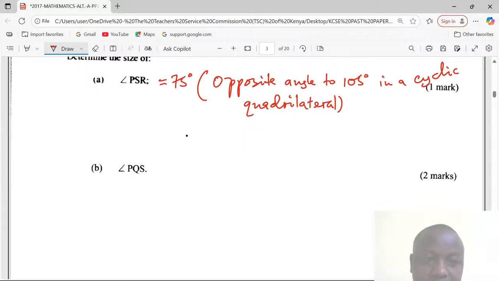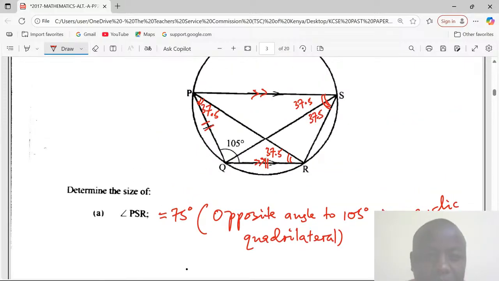The other angle is PQS. The angle PQS is the small angle at this point. Now, apart from the whole angle of 105, the smaller one, PQS, just that alone. Let me show you how we shall arrive at that particular angle.